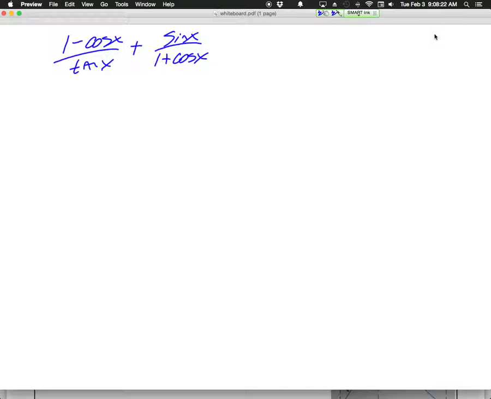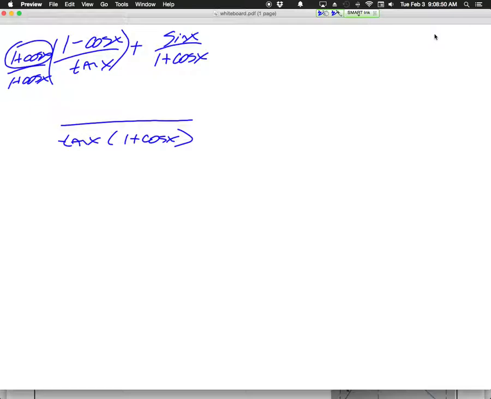If your problem starts out as fractions, what do you think you want to do first? Get a common denominator is what we want to do. So if your problem starts out as fractions, you want to get a common denominator first. So what is my common denominator? Tangent x times 1 plus cosine. Very good. Tangent x times 1 plus cosine of x. So what do I need to multiply this fraction on the left by? 1 plus cosine of x.